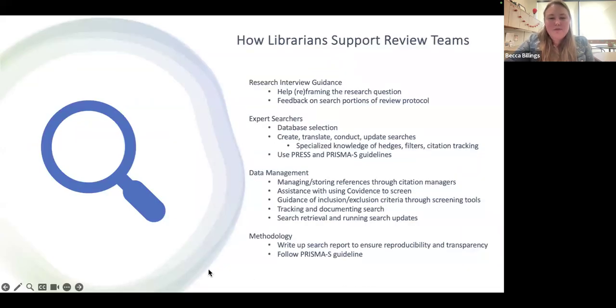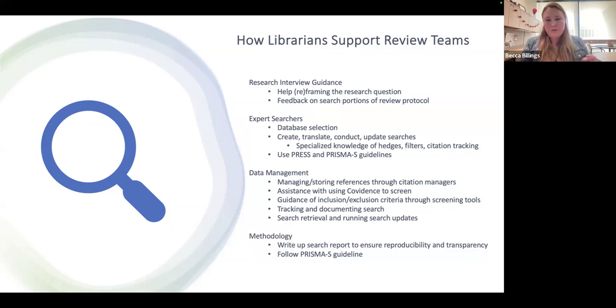And this is just giving information on how we as librarians can support review teams. Often our role is at the very beginning. So if you're doing any of these higher level review types, please get us at the beginning, because that's where our expertise shines.